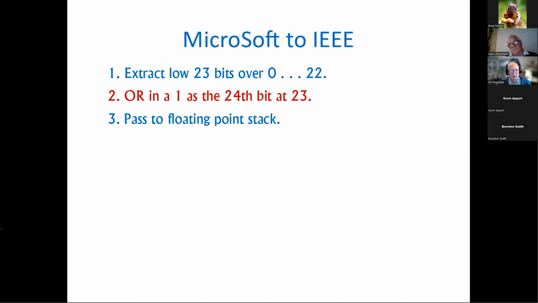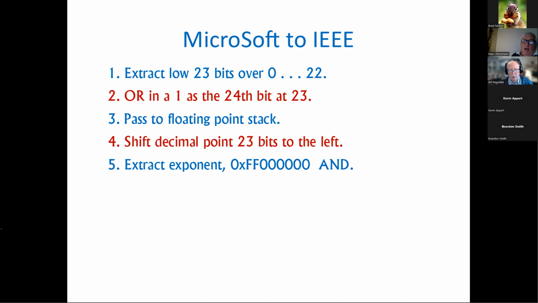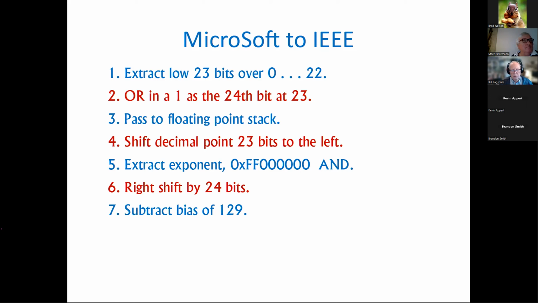This is then passed to the floating point stack, and in this case, Win32 is very useful because we are doing parts of the conversion in the integer stack and part in the floating point stack. Then in the floating point, we shift the decimal point 23 bits to the left because the exponent is given for the binary position. Next, we extract the exponent with a simple masking with a hex FF. Right shift that by 24 bits to bring it down to an integer relationship. There's a bias. The exponents are biased by the number 129, so it becomes a pseudo 2's complement number by offsetting it by 129.